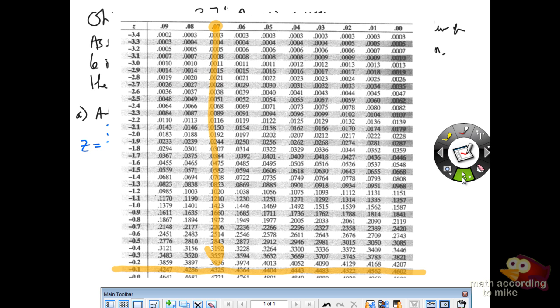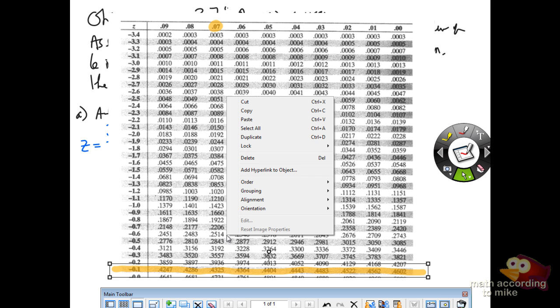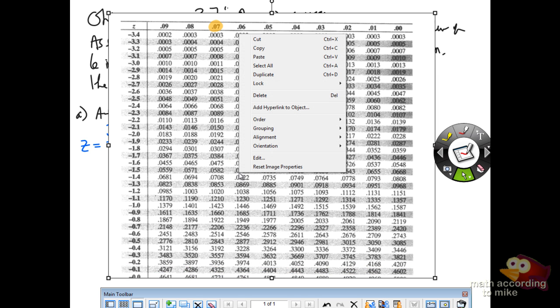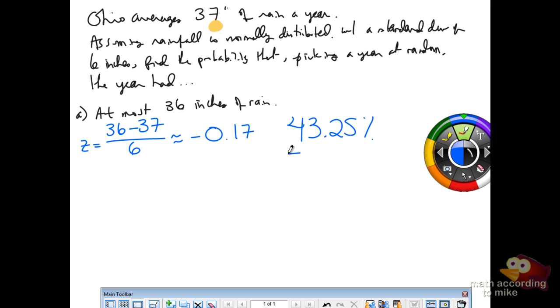I have to delete all this because I need the room. So our final answer is 43.25%. The chart already gives us less than or at most. So picking a year at random, the probability that it has at most 36 inches of rain is 43.25%.